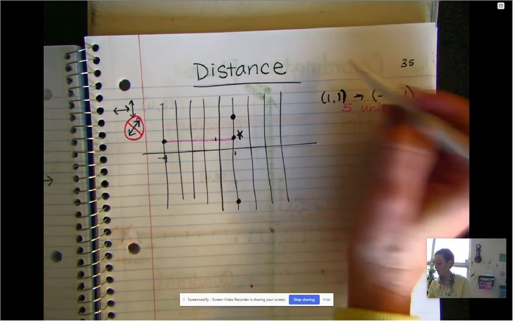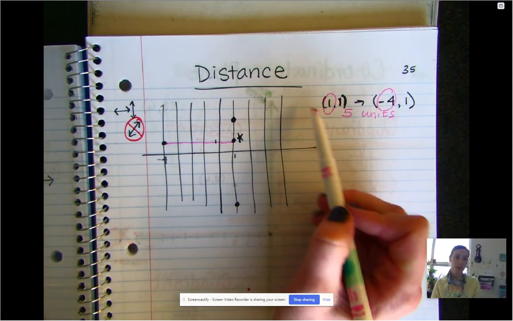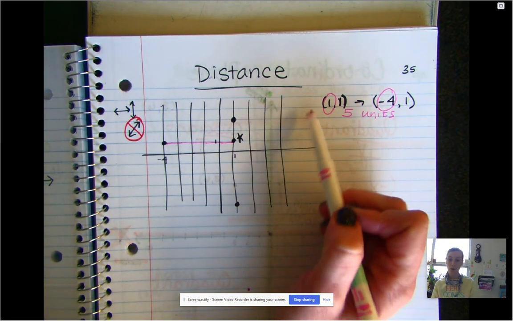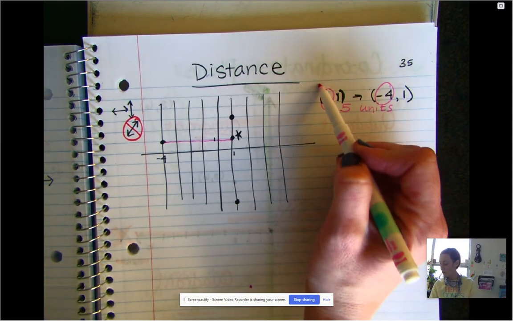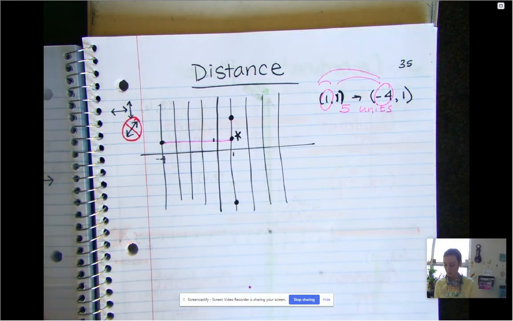I also can look at these values. And the distance on a number line from 1 to -4: it would take 1 jump to get to 0 and then 4 jumps to get from 0 to -4. So altogether that would be 5 jumps. Okay, and remember, distance is always positive. So whenever they ask you for the distance between 2 points, it's never, ever going to be a negative number.